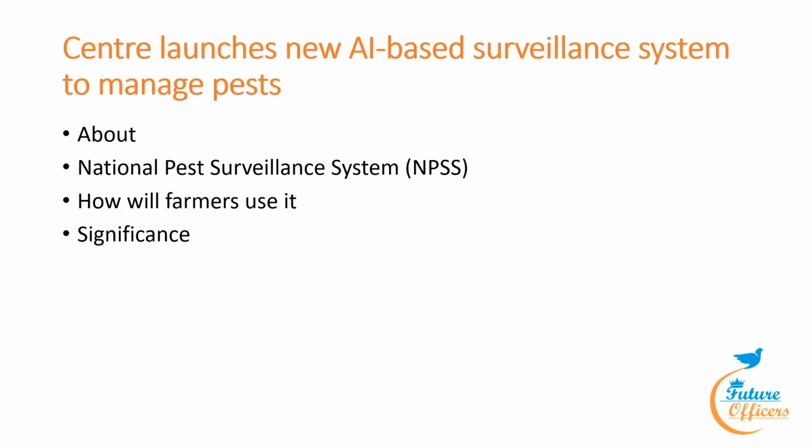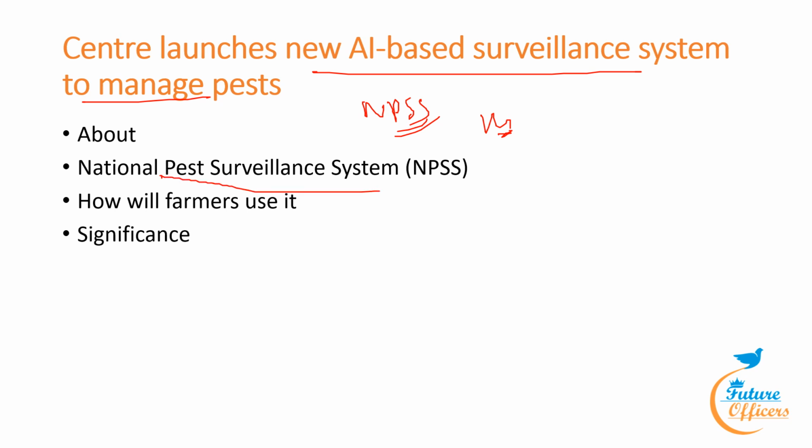So our next topic is about the Centre launching a new AI-based surveillance system to manage pests. The Union government launched a National Pest Surveillance System, that is NPSS, powered by AI to help farmers manage pests by connecting them with agricultural scientists via mobile phones. This system aims to reduce pesticide misuse, improve pest control, and boost crop yields, benefiting around 14 crore farmers across India. Now, what is this National Pest Surveillance System?